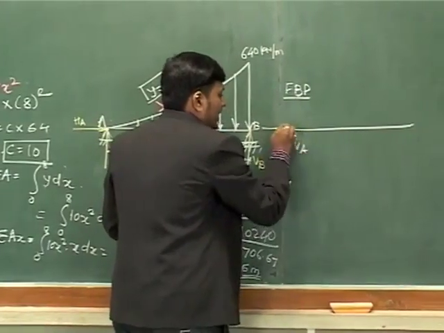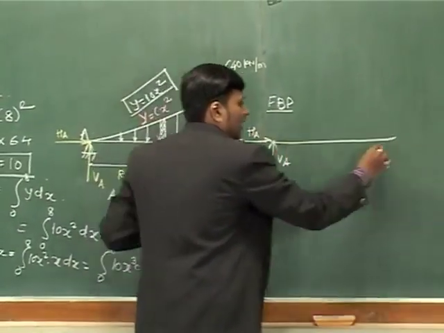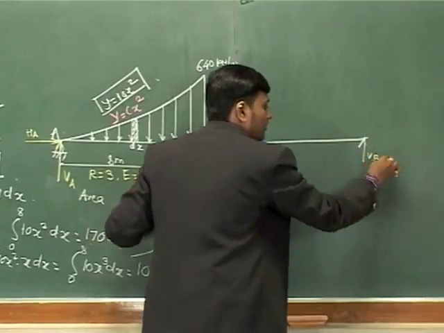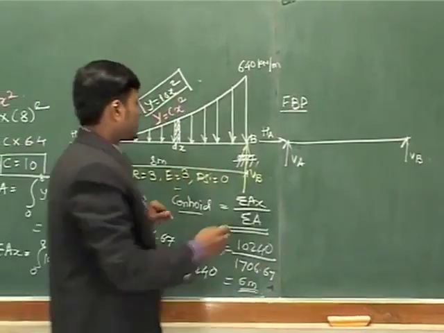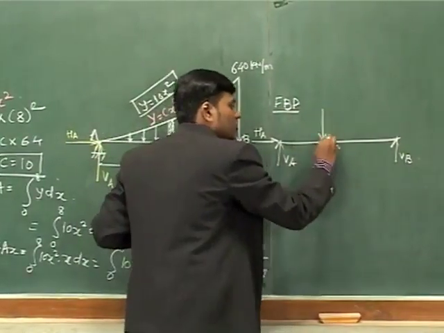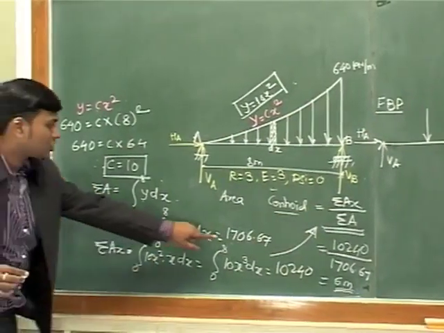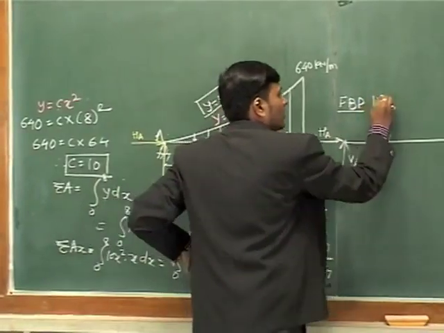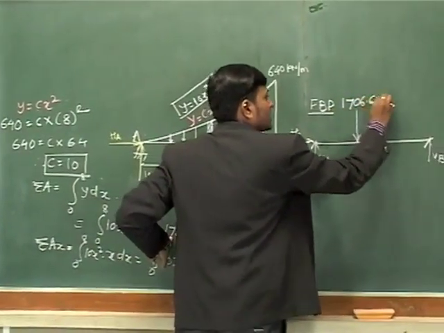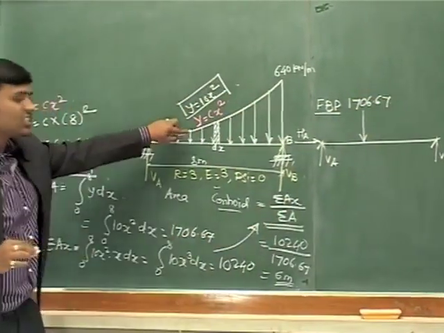Vertical reaction at A, horizontal reaction at A. At B there will be only one vertical reaction due to the roller support. And when you convert it into a point load, the magnitude of the force is nothing but the summation of the area, which is 1706.67, and it is acting at the centroid.